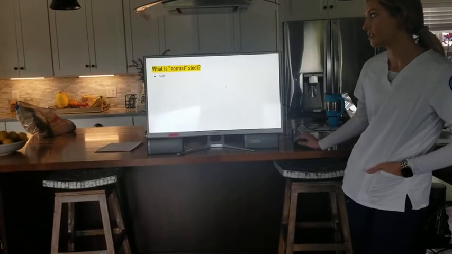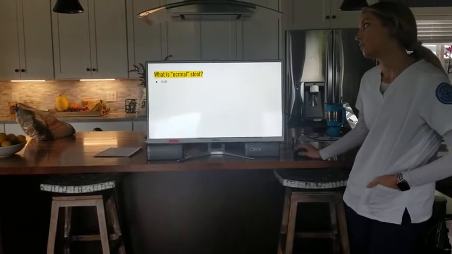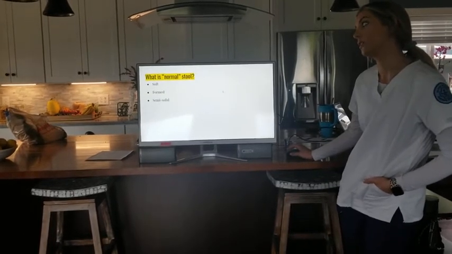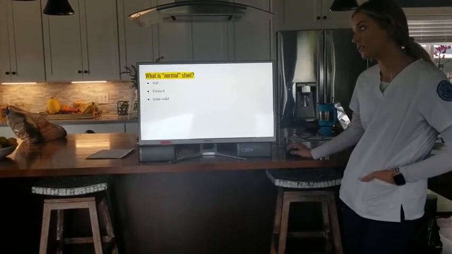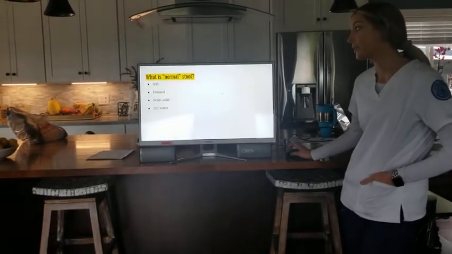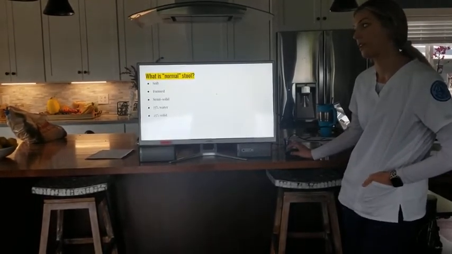Okay, so what is normal stool? Normal stool is soft, formed, semi-solid, and it contains 75% water and 25% solid.